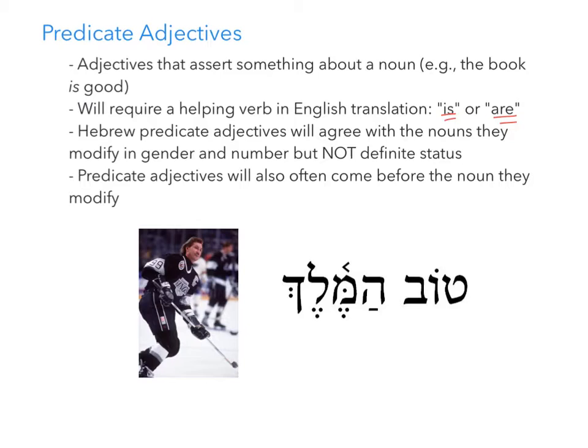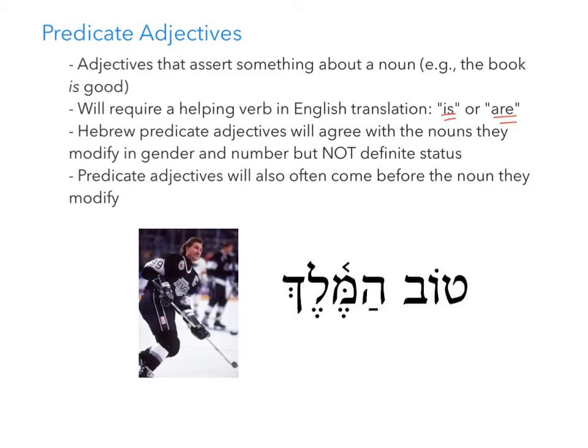So why don't we just look quickly at a throwback example here. We're used to seeing the word melech as king, thinking of ancient kings, but we are a Canadian university. Let's use a modern king. Let's look at Wayne Gretzky playing for the LA Kings. He's good. He's great. How would we describe that in Hebrew? Well, we would use a predicate adjective.